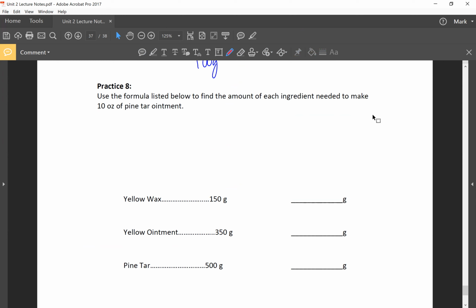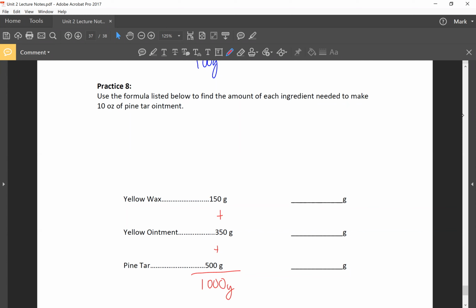Use the formula listed below to find the amount of each ingredient needed to make 10 ounces. Well, first things first, I need to figure out how many grams that's actually going to be. Some of your answers might be off by a decimal place or two, but it really doesn't matter, because when you're converting from ounces to grams, you're rounding the number anyways. The first thing I'm going to do is figure out how much this recipe actually makes. And this recipe will make 100 grams of this ointment.